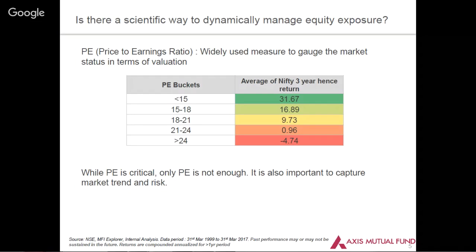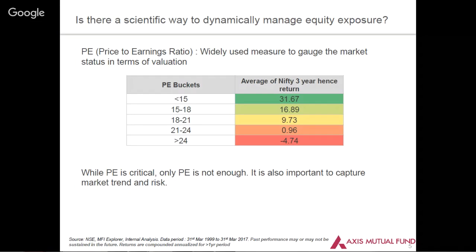So a model dynamic product that is looking at valuation will adjust its allocation such that it has more allocation to equities when the valuation is low, and will reduce allocation to equities when the valuation starts getting higher. So these are the ways in which different dynamic funds can work.